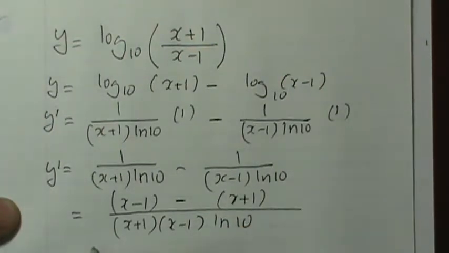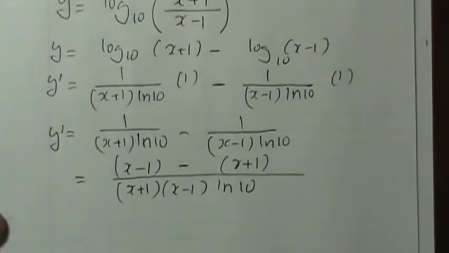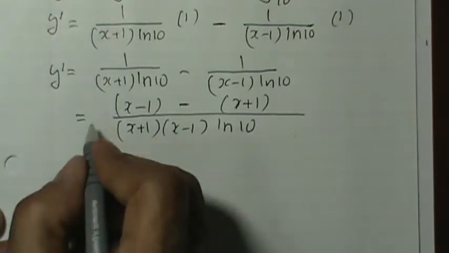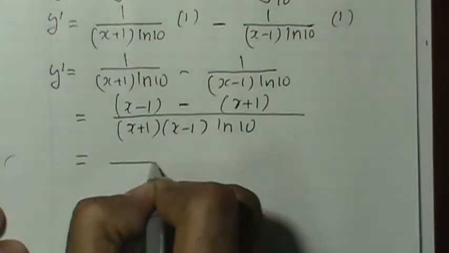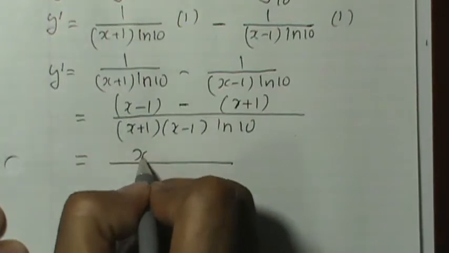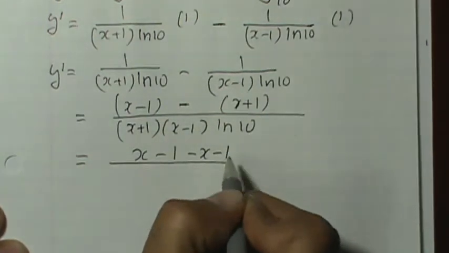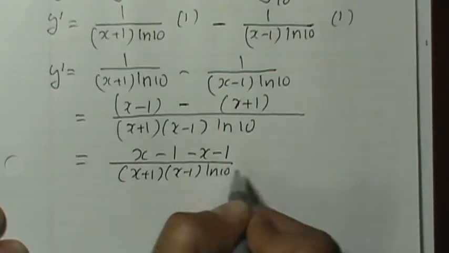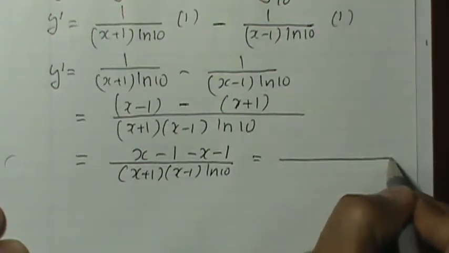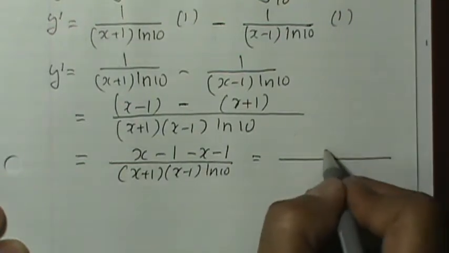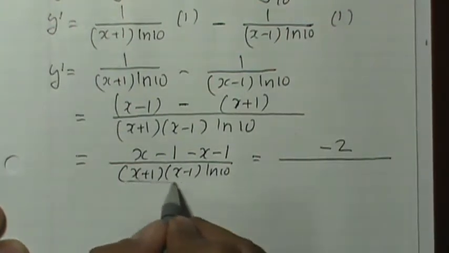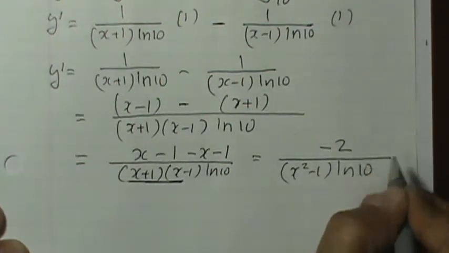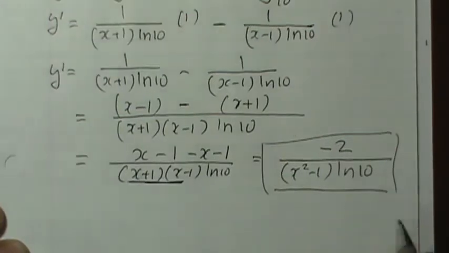Now all we have to do is simplify the numerator. So on top we will have x minus 1, subtract x, subtract 1, over (x plus 1)(x minus 1) ln 10. And this would equal, in simplest form, the x and x cancel out, so we are left with negative 2. And we can also multiply these two brackets. It would be x squared minus 1, ln 10.